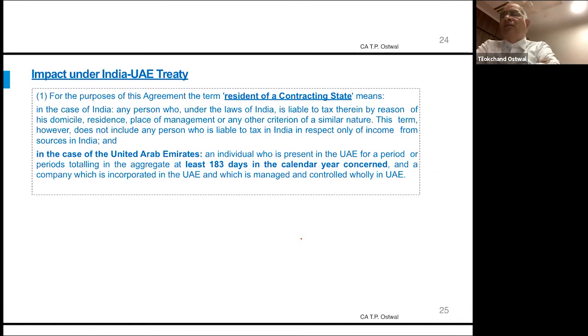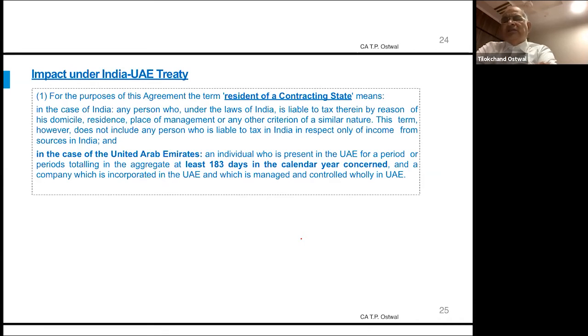That may be relevant or not relevant, but when you are taking a position qua India, India is entitled to examine this thoroughly, and if you are less than 183 days in Dubai, they can deny you the treaty benefit. The impact would be that if you are taking a concessional rate of tax under the Dubai-India tax treaty, that treaty benefit will be denied and nothing else.